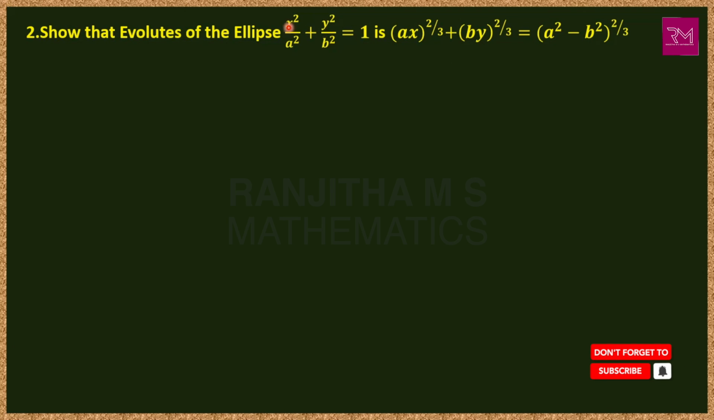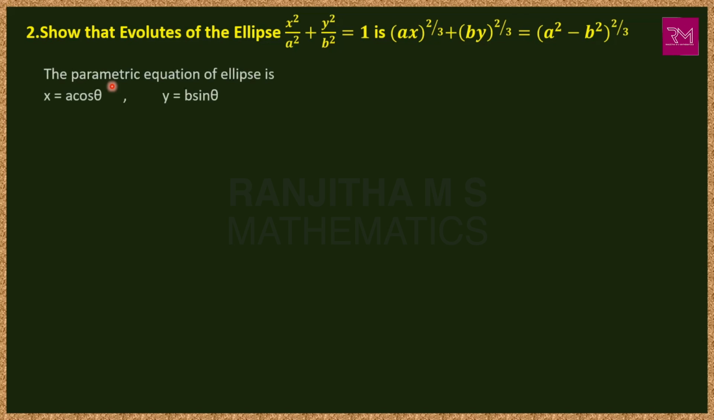Here they have mentioned we have to show that the evolute of the ellipse is (x/a)^(2/3) + (y/b)^(2/3) = (a^2 - b^2)^(2/3). In this problem, we have to consider the parametric equation of the ellipse: x equals a cos theta and y equals b sin theta. You have to remember the parametric equation of the ellipse. This is the standard parametric equation of the ellipse, that is x equals a cos theta and y equals b sin theta.